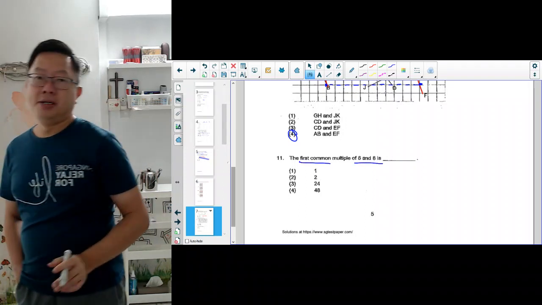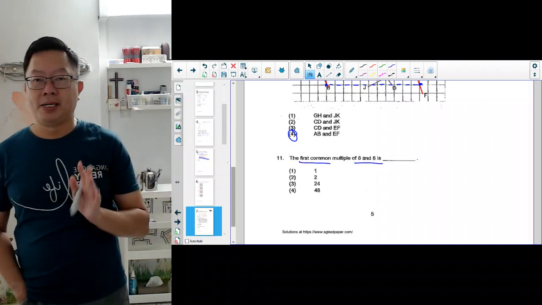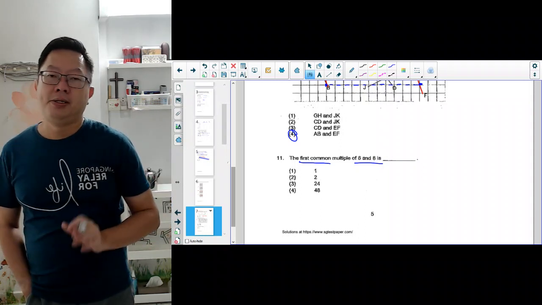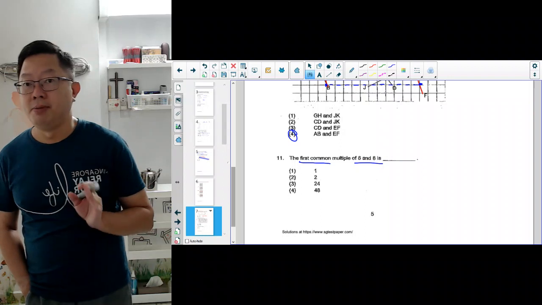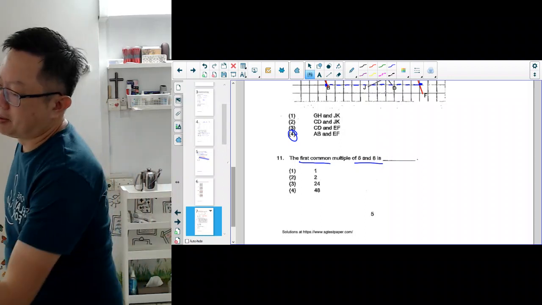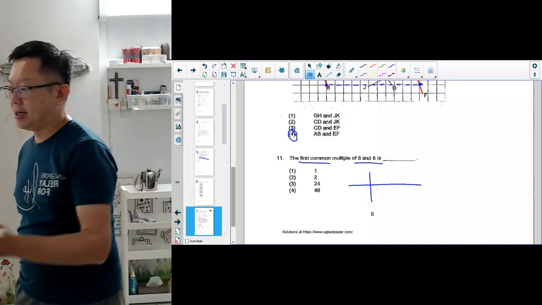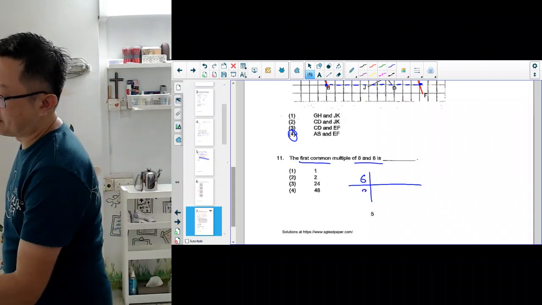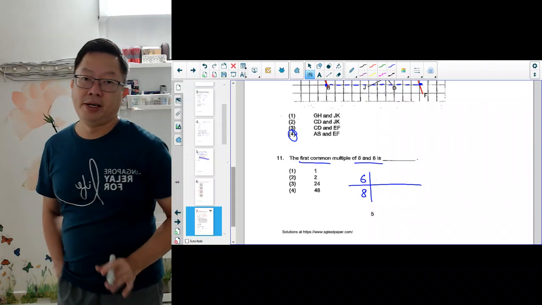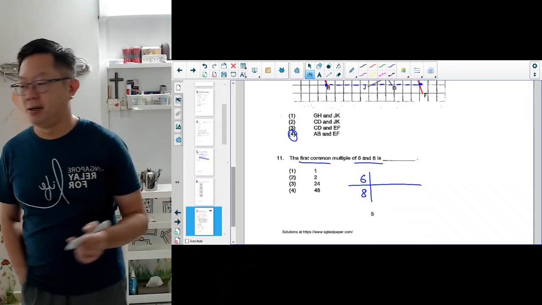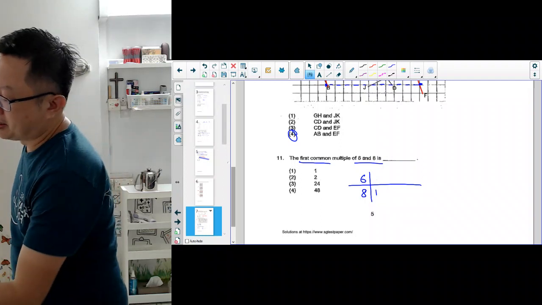Well, many students, what you do is you will take 6 times 8, 48. But this is a tricky question. So 48 is not the first common multiple. So what is the first common multiple? Use a table. Okay, a table to help you to organize your multiples. You have 6, you have 8, and there's a shortcut over here. Right, you don't have to list out all the multiples. You just look at the bigger number, which is 8, and you write down the multiples.